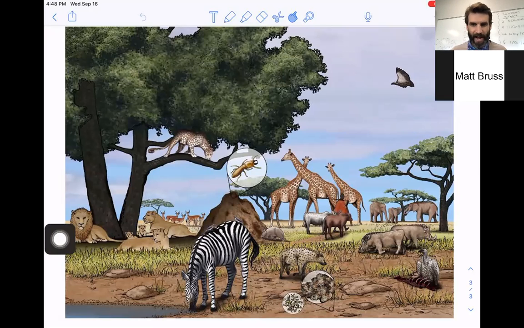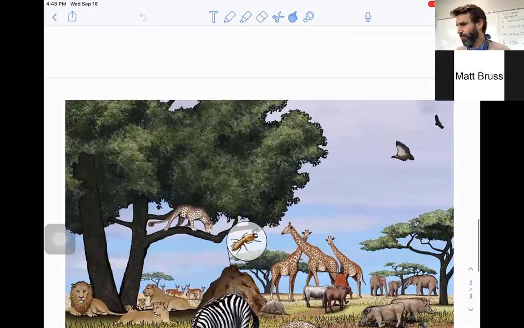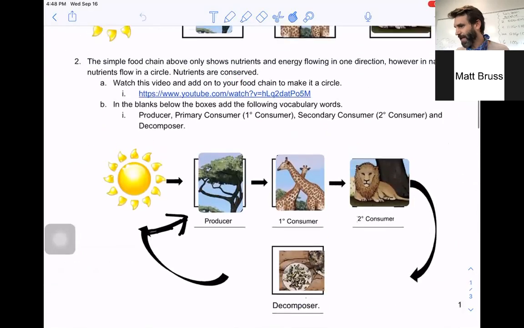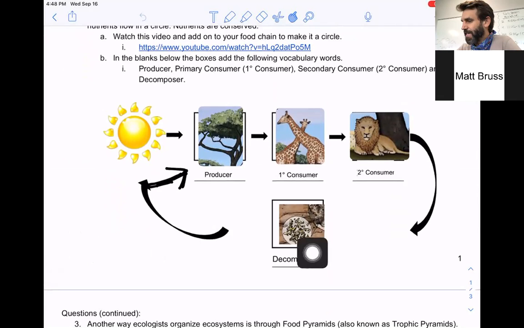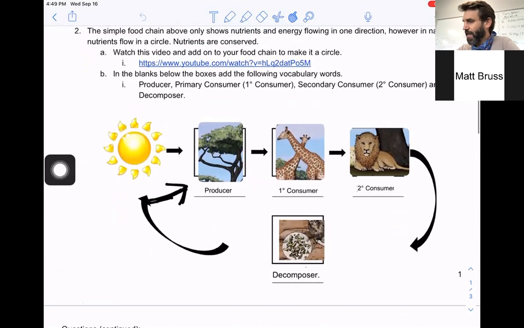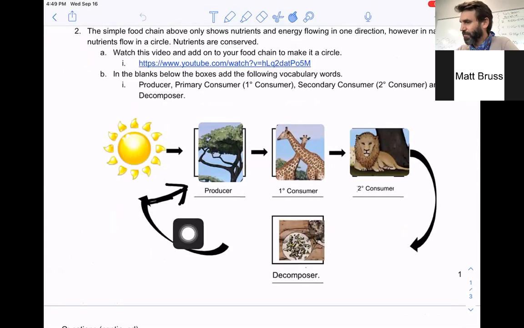So as long as you had that structure to it, your food chain would be fine, okay? From there, we moved on to the next part of the assignment, which was kind of twofold. One, to show that when we add decomposers in there, it changes our food chain more to a cycle of nutrients.